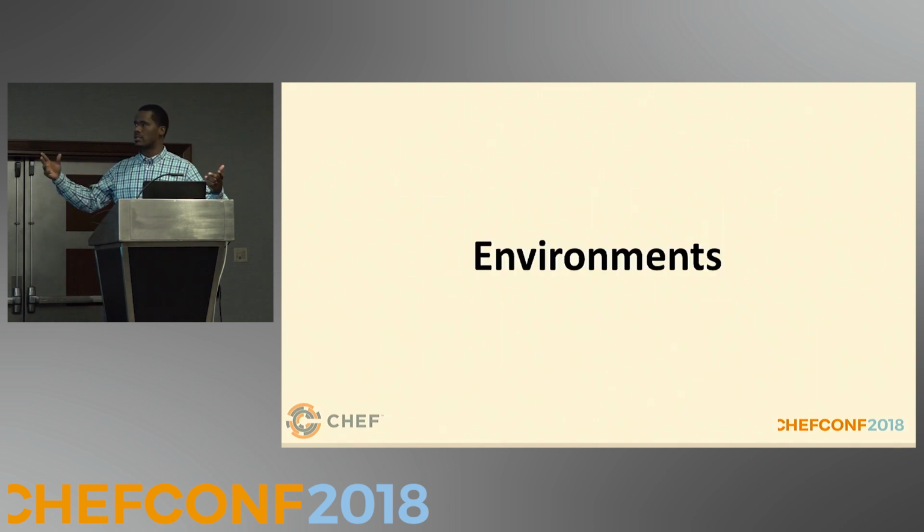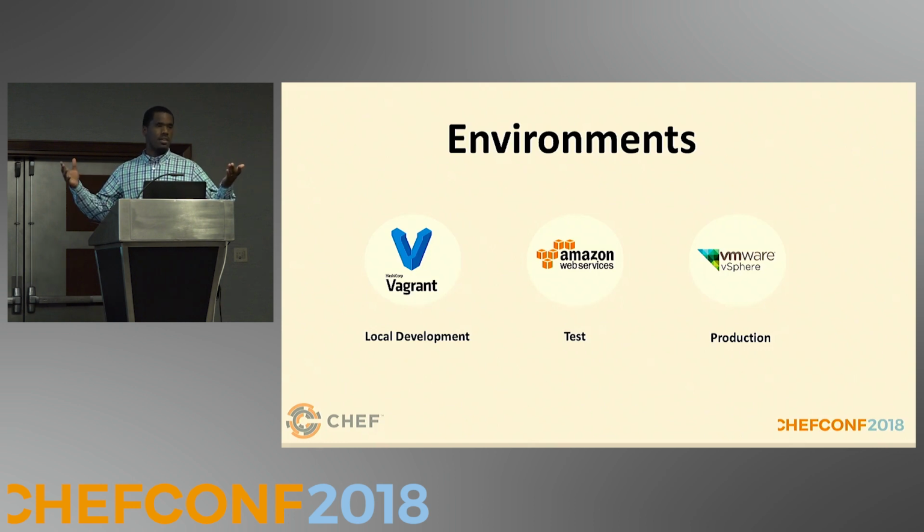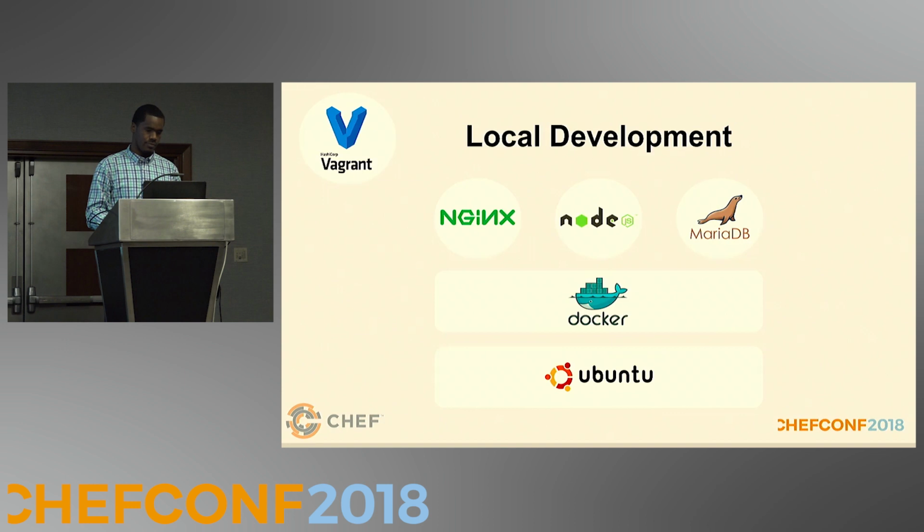So their environments. Since it's a recently acquired company, you can imagine that they probably don't have anything in place. So they're building everything from scratch in an 8-week time. They're going to leverage Vagrant for local dev. Test environments, they're going to spin them up in AWS. And then prod, they're going to run back on-prem in their vSphere environment.